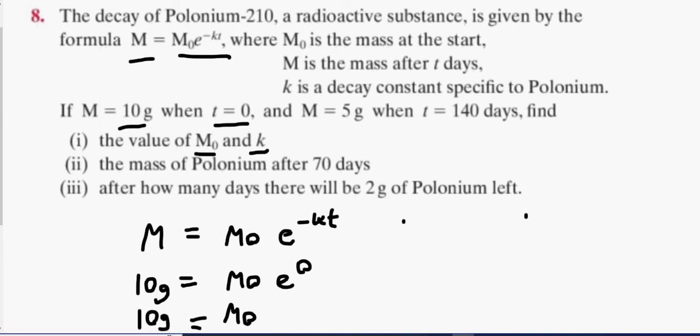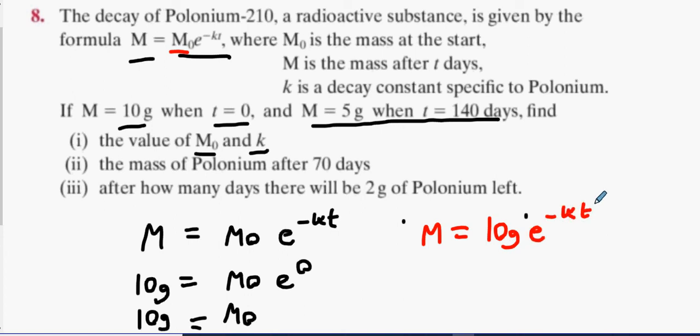Is that alright? What's the second piece of data we have then? The formula will now change to M equals, we know what M0 is, don't we? M0 is 10g. And now we have e to the power of minus kt. Is that alright with you guys? Now, what does it say I can replace M with? Replace M with 5g. And what do I have to replace t with? 140. So what do I have up here?